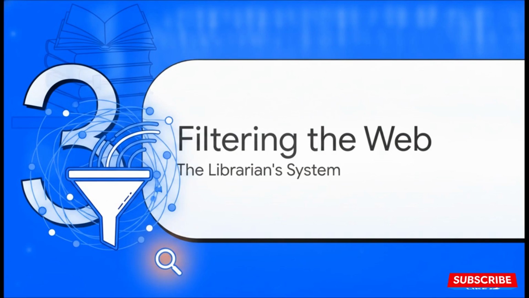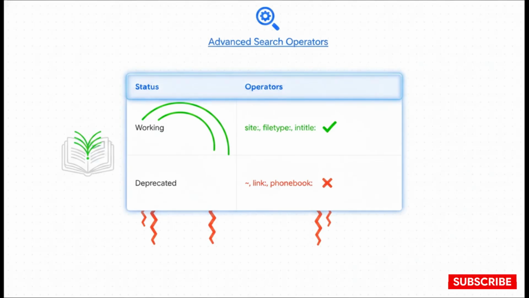That leads us into part three, search, filtering the web using what is essentially a librarian system. In the world of search engines like Google, advanced search operators are special commands that filter results to make them incredibly precise.